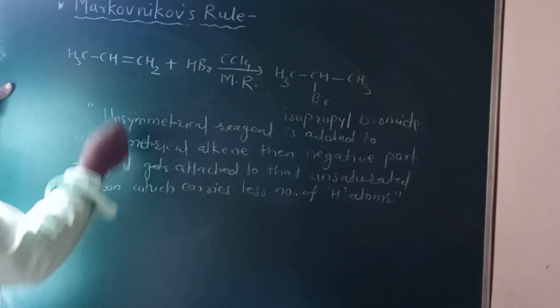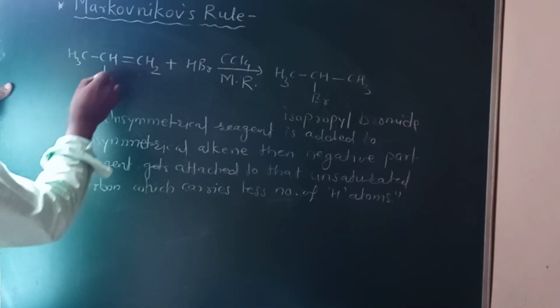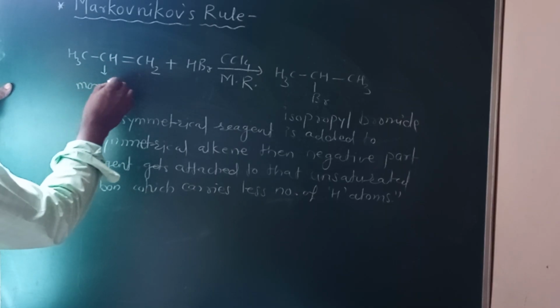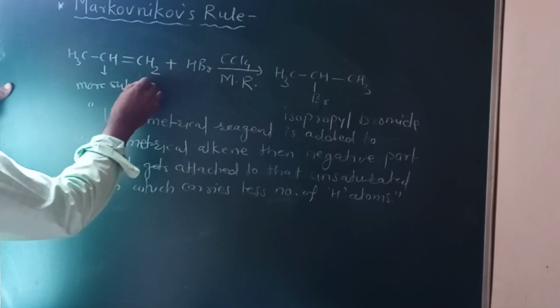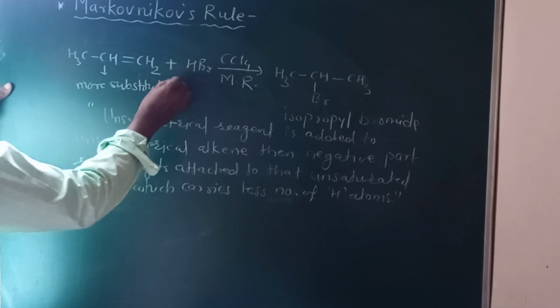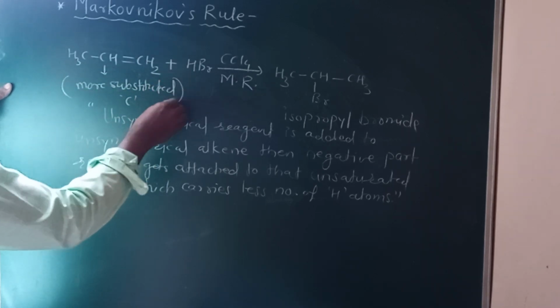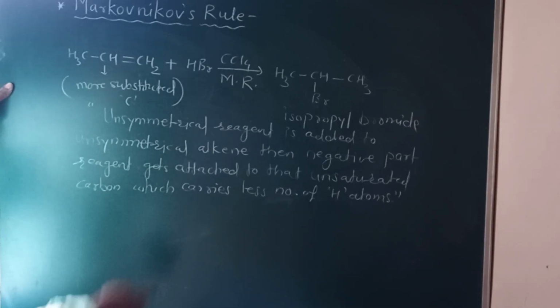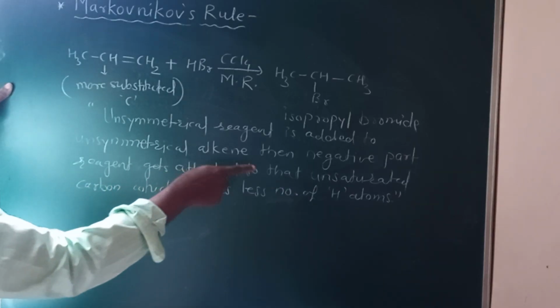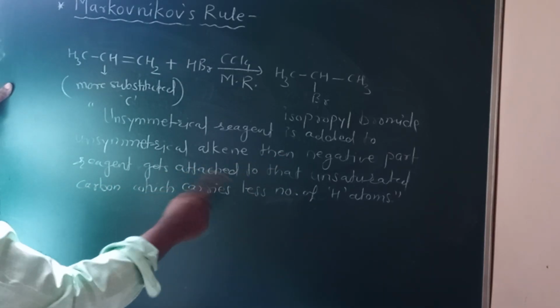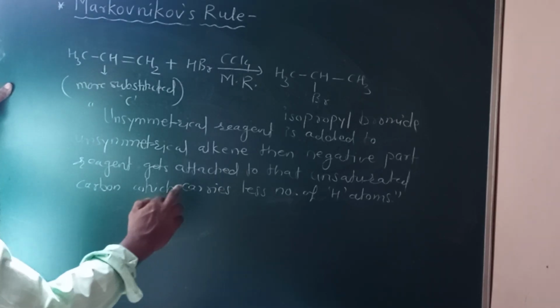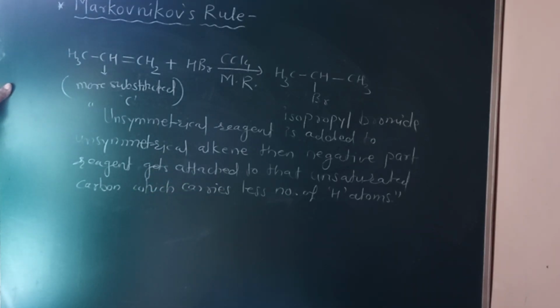Okay. Now the carbon having less number of hydrogen is also known as the more or highly substituted carbon. So you can also state this rule like this: when an unsymmetrical reagent is added to an unsymmetrical alkene, the negative part of the reagent gets attached to that unsaturated carbon which is more substituted, or which is highly substituted. Now what is a highly substituted carbon? The carbon having less number of hydrogen atoms, we can call that carbon a highly substituted carbon atom. So this rule is known as Markovnikov's rule.